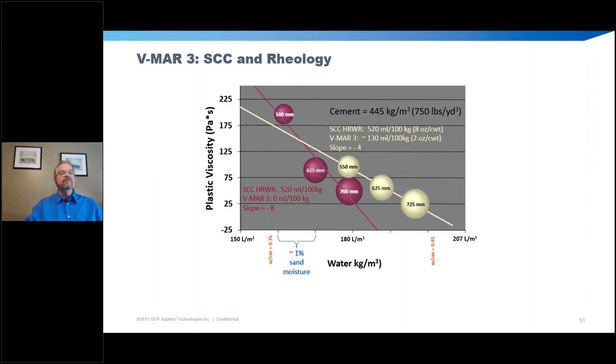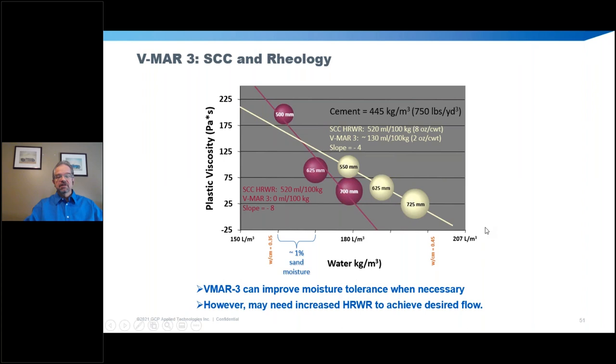Now, what a viscosity modifying admixture does is flatten that slope so that you slide down the slope a lot slower. It's a lot flatter, so the viscosity isn't dropped quite as drastically and your mix doesn't fall apart as quickly, so your moisture tolerance is increased. So a viscosity modifying admixture like VMAR 3 can improve the moisture tolerance when necessary. The thing is, though, you may need to increase the high range water reducer a little bit to get more flow.